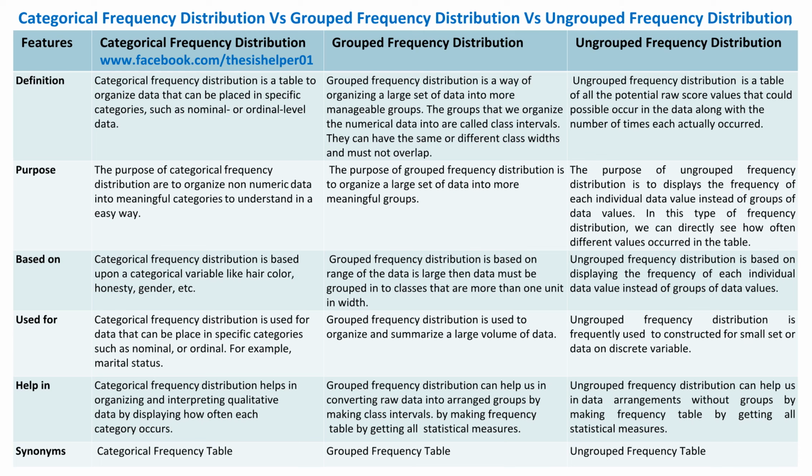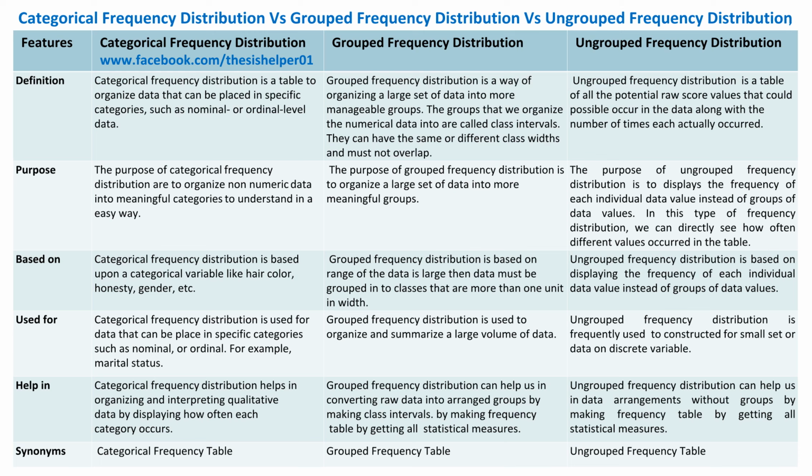groups. The groups that we organize the numerical data into are called class intervals. They can have the same or different class widths and must not overlap. Ungrouped frequency distribution is a table of all the potential raw score values that could possibly occur in the data along with the number of times each actually occurred.